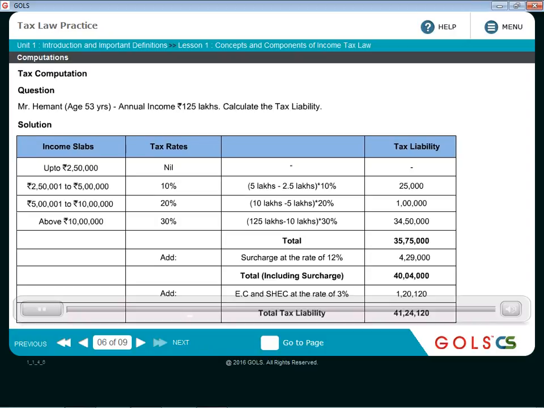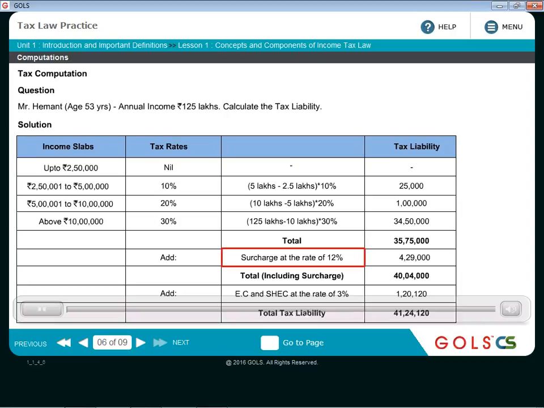For calculating taxes, the first 2.5 lakhs is nil, 2.5 lakhs to 5 lakh is 10%. So on 2,50,000 10% is 25,000. 5 lakh to 10 lakh, that is on 5 lakh, 20% is 1 lakh. And above 10 lakh, that is 125 lakhs minus 10 lakhs, so on 115 lakhs 30% is rupees 34,50,000. Now once you add all the three, that is 25,000 plus 1 lakh plus 34,50,000, it gives us 35,75,000 as the total tax.